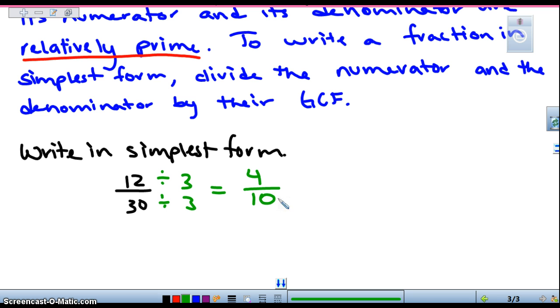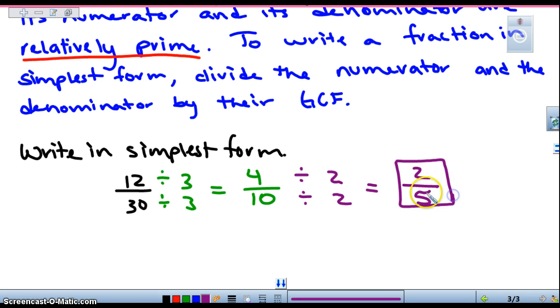4/10. Is this in simplest form yet? No, ma'am. I have to divide by what again? I have to divide by 2 in this case. 4 divided by 2 is 2, and 10 divided by 2 is 5. So we did get to the simplest form.